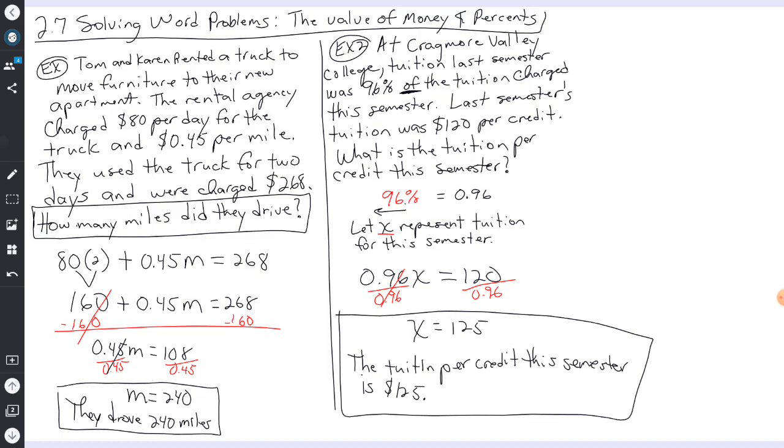One key to this problem is when we have this percent and then right after percent we have that word of. That means that you're going to be multiplying it by whatever it's talking about after it.